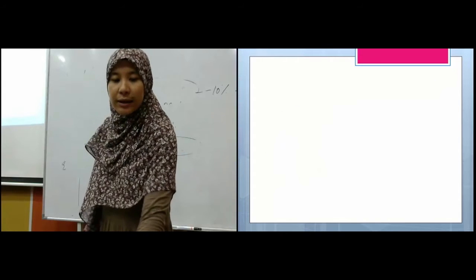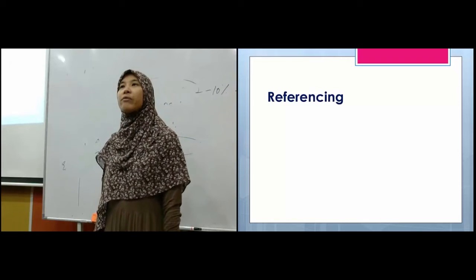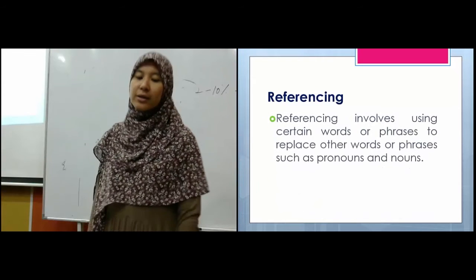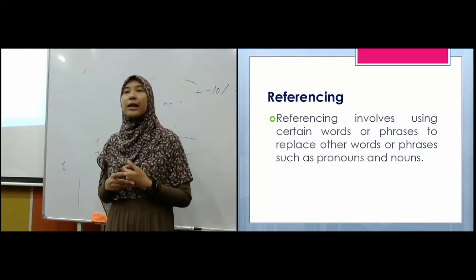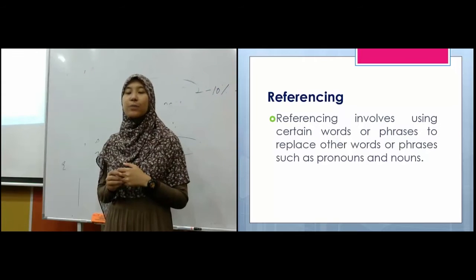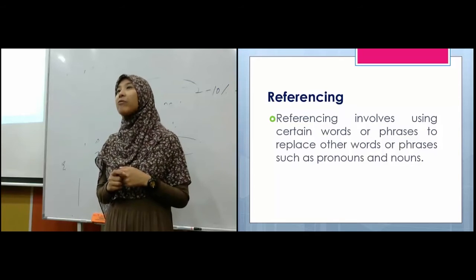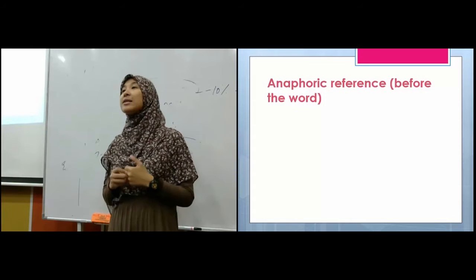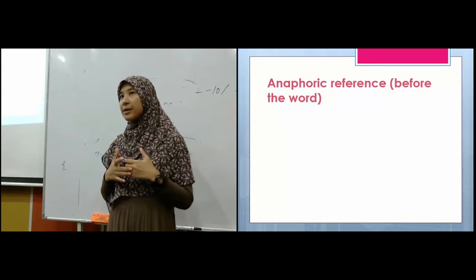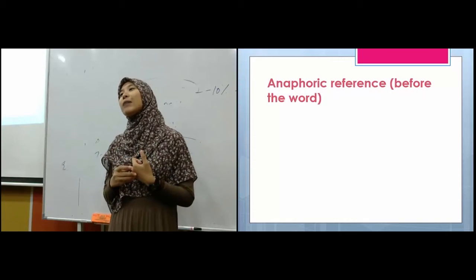Next, it is also very important for you to know about referencing. What is referencing? Basically, referencing involves using certain words or phrases to replace other words or phrases, such as pronoun and noun. Referencing is always important, and this is a very popular question in reading comprehension. When we talk about referencing, there will be two types of reference. Number one is anaphoric. It's not Annabella, it's anaphoric. And number two, cataphoric.